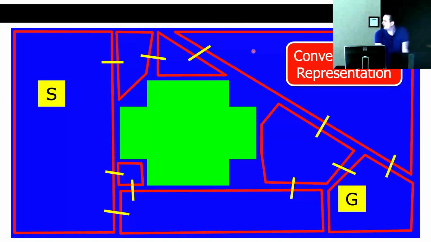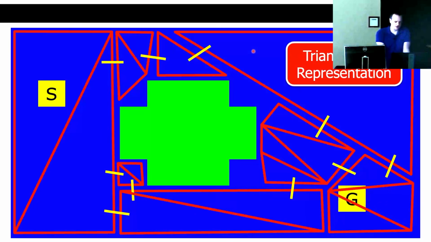And then we could go even one step further and turn all of those polygons into triangles. And so triangular representations are good because lots of algorithms work on triangulation-based shapes.